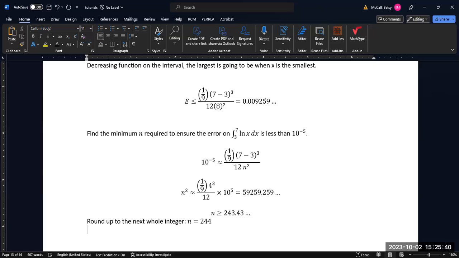Now, again, we've estimated in several places. We've estimated our value for n. We estimated our value for the function. And so this will probably be a little less than the 10 to the negative 5th error, but it is the value that we need to guarantee, without knowing anything else, that this will be smaller than the error that we're shooting for.